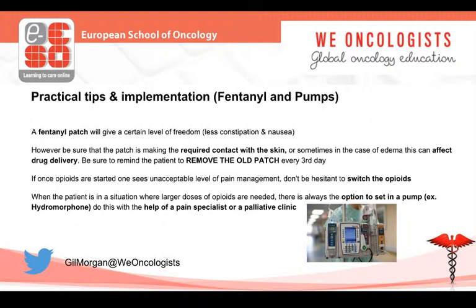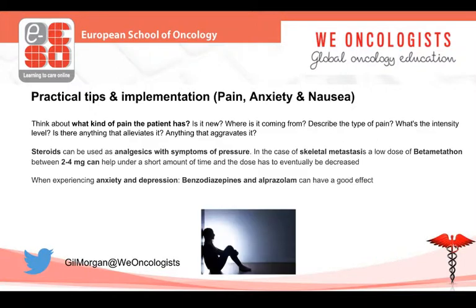If once opioids are started, one sees unacceptable level of pain management, we can't be hesitant to switch the opioids to something else. When the patient is in a situation where larger doses of opioids are needed, there is always the option to set in a pump, for example, a hydromorphone pump. However, we do this with the help of a pain specialist or a palliative clinic.